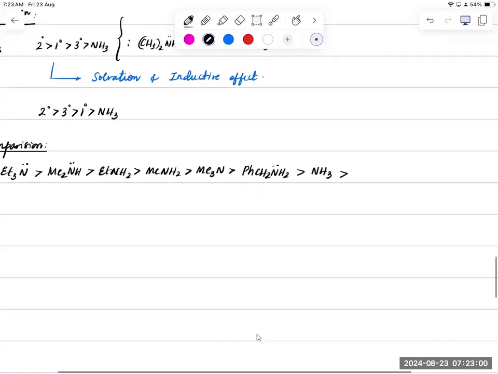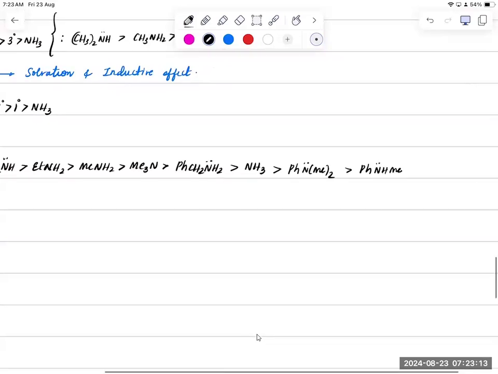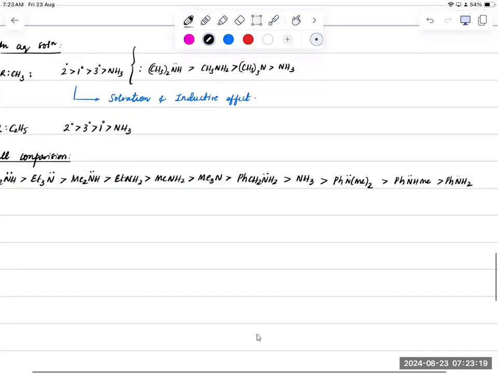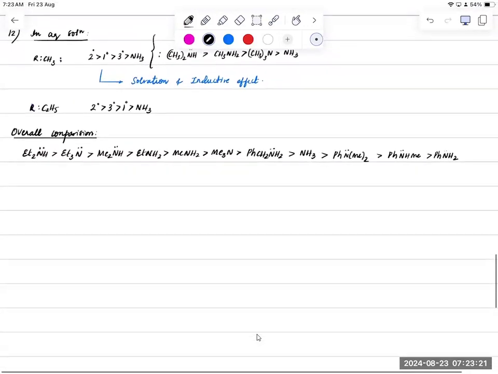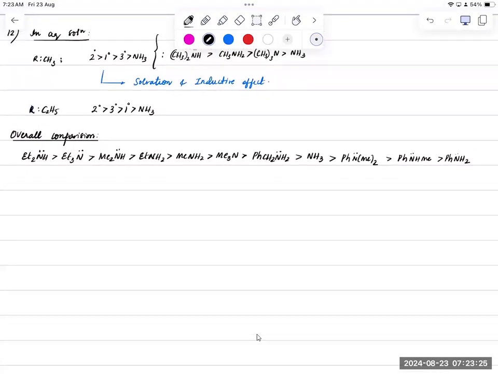Then PhNMe2, with the lone pair on it. And then we have PhNHMe, with a lone pair on it. And lastly, PhNH2, which is aniline. Aniline will be the least basic, correct? So please make sure that you are aware of this order. Everybody, please check this out once. If you have any doubt in here, you can ask me.